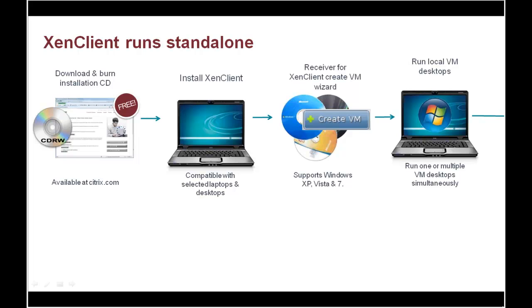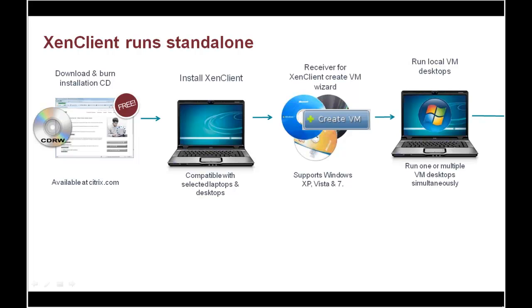So you go to the Citrix site, you download the software. XenClient's free of charge, by the way, to run on a laptop. So you download it, you burn a CD, you boot the laptop off that CD, and you run through a very simple installer, and then it's going to lay XenClient down on the system, right on the bare metal, and then it'll boot up into that receiver user interface, and then you can actually use a wizard to create your virtual machines.